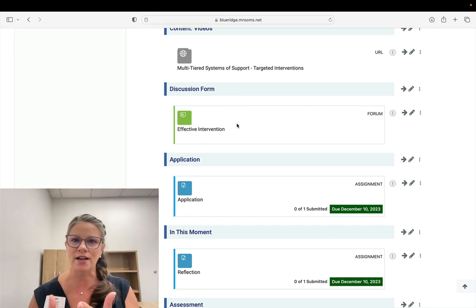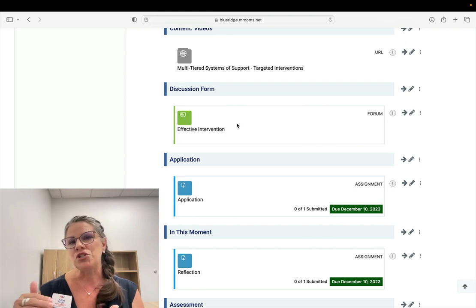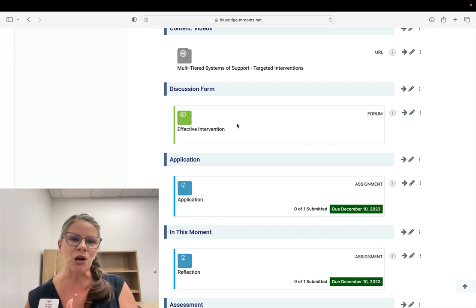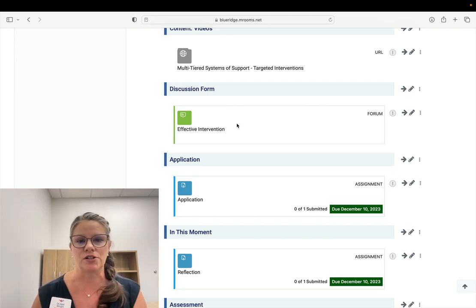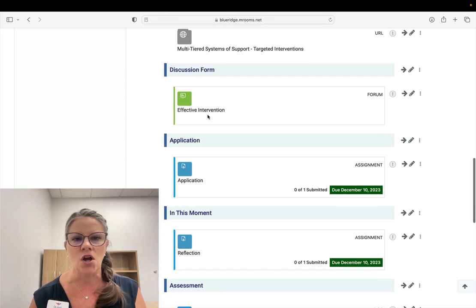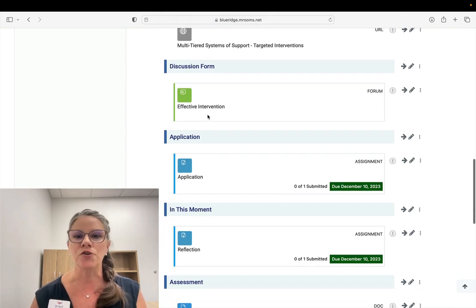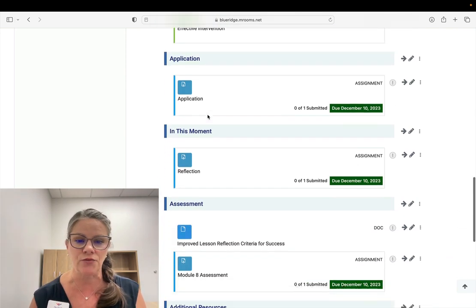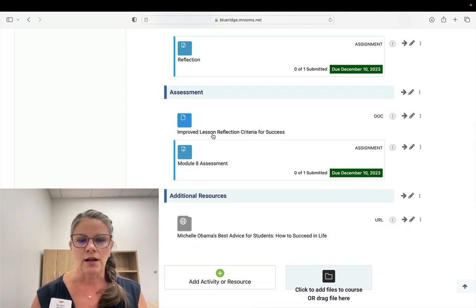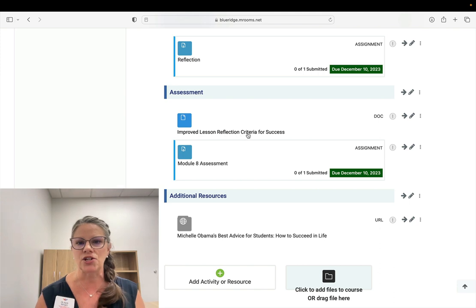because we have to keep track of our interventions to assure that students are growing, because if they are not growing after a period of time, then we have to switch up our interventions. So rely on your peers, rely on your classmates, have these deep conversations, what's working for others, share what is working for you. Your assessment here, improved lesson reflection criteria.